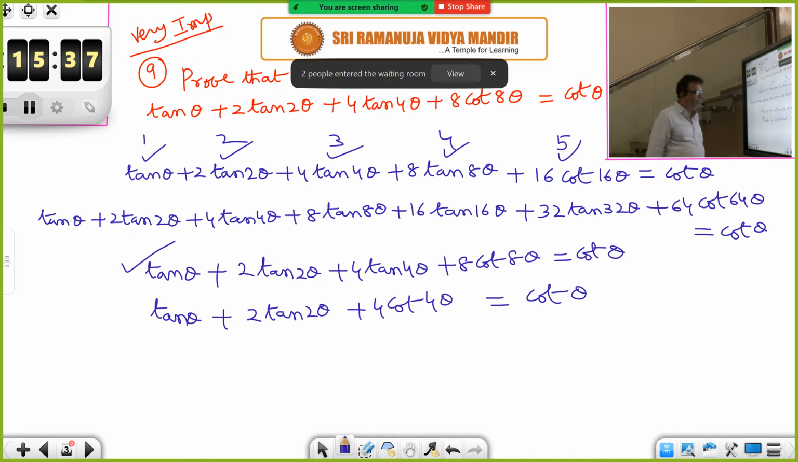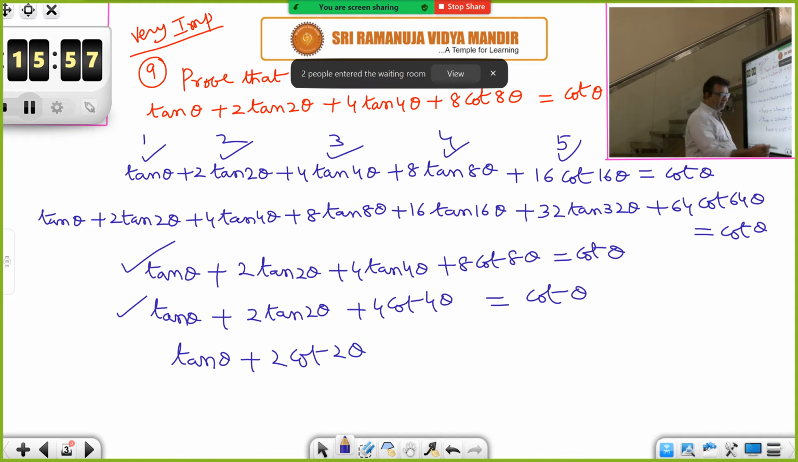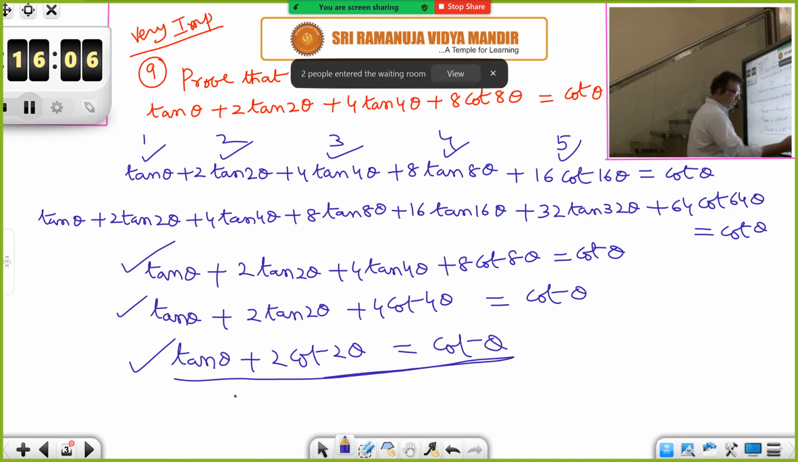Tanmay, can you tell it in 2 terms? Yes, sir. Tan theta plus 2 cot 2 theta, complete it, is equal to cot theta, then only it will be complete. Okay, is equal to cot theta. This is right. So this is the minimum length. Minimum length is this one. Have two terms on the left hand side.